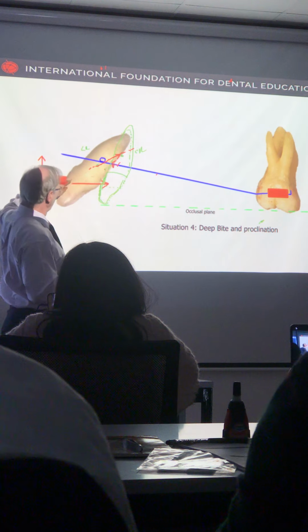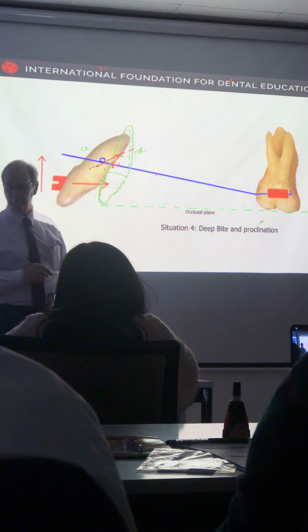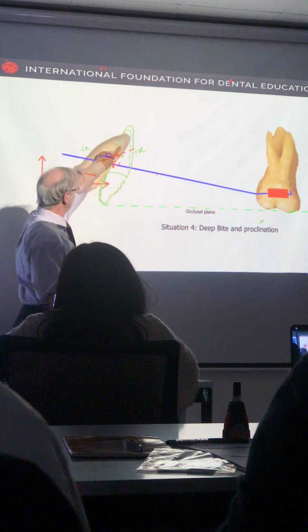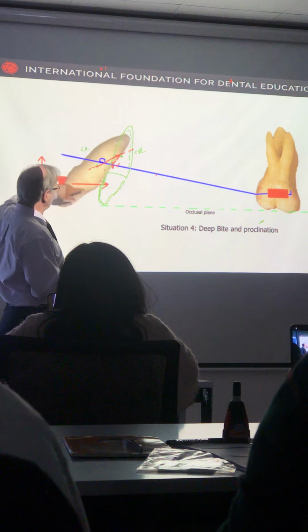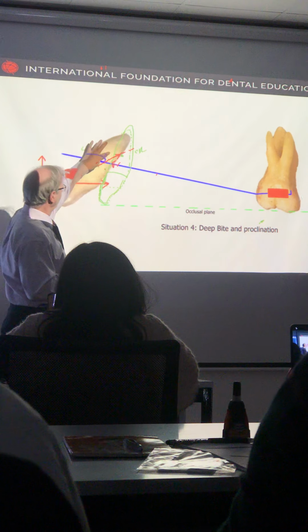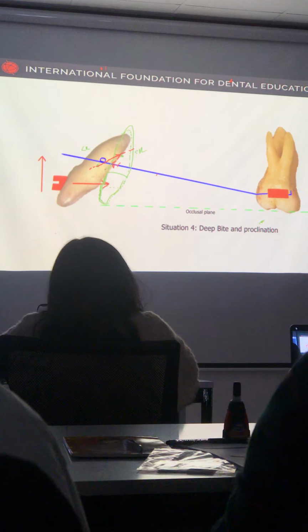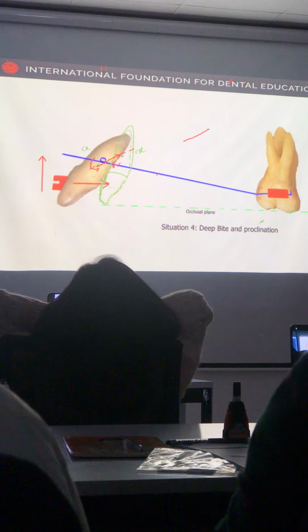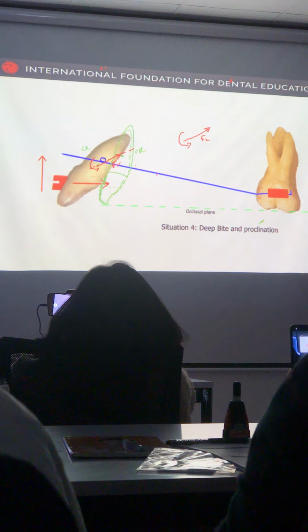So which way is the tooth going, this way or this way? So this is going from here to here, so it's turning this way, right? When the tooth goes from position one to position two, it has to rotate counterclockwise. So the resulting moment has to go counterclockwise. Everybody gets that? So the force system is like this: FR, and the moment goes counterclockwise.